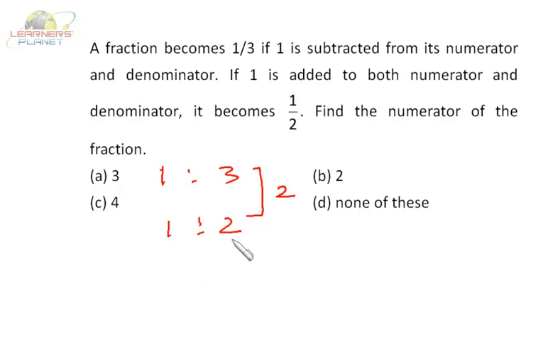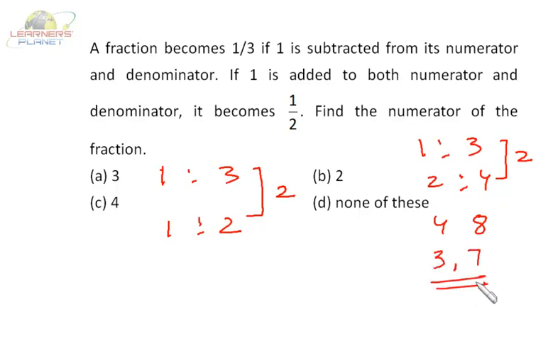Now here the difference between numerator and denominator is 1. Here it is 2. So let us also make it 2. It's 1 is to 3 and it is 2 is to 4. And the difference between them is 2. Now exactly it is one part and one part is 2. That means 2 parts is 4 and 4 parts is 8. Now this 2 is to 4 we are getting after adding 1. That means the original numbers will be 3 and 7. So the numerator is 3.